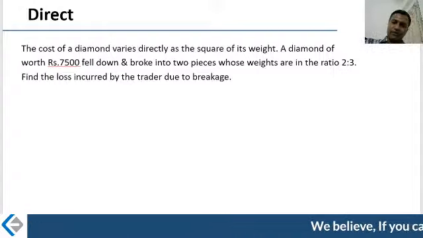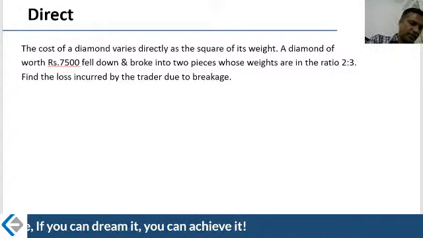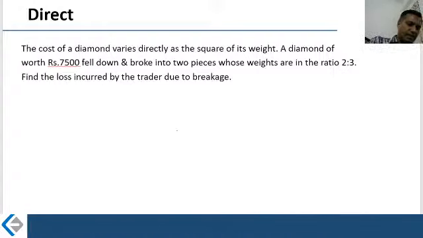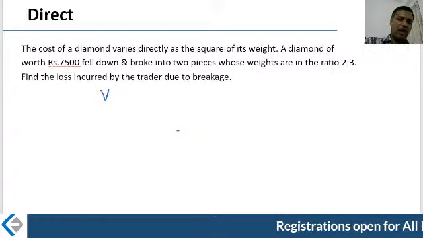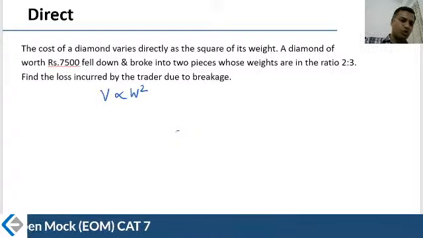Great, let's go here. We are into the last 20 minutes of today's lecture. The cost of the diamond varies directly as the square of its weight. What is the author trying to say? If I want to write cost, let me write it as the value, V. The value directly varies with the square of its weight. A diamond worth 7,500 fell down and broke into two pieces whose weights are in the ratio 2:3.